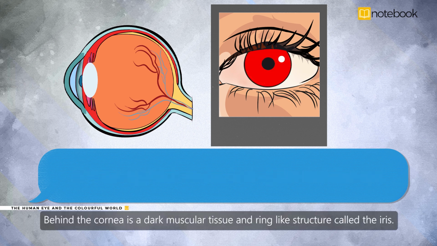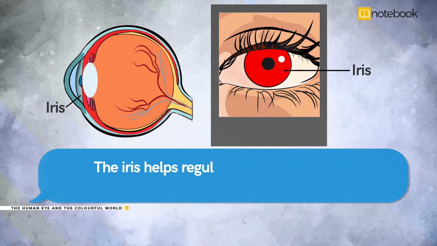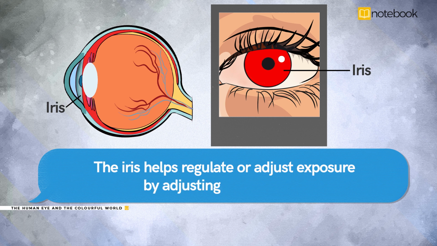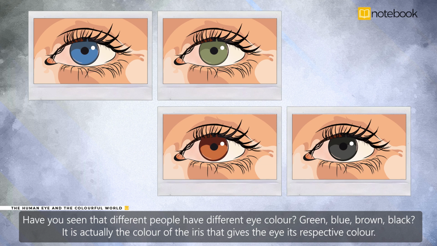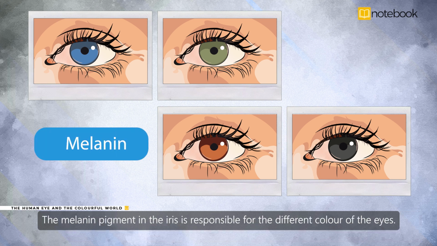Behind the cornea is a dark, muscular tissue and ring-like structure called the iris. The iris helps regulate or adjust exposure. Have you seen that different people have different eye color? Green, blue, brown, black. It is actually the color of the iris that gives the eye its respective color. The melanin pigment in the iris is responsible for the different color of the eyes.